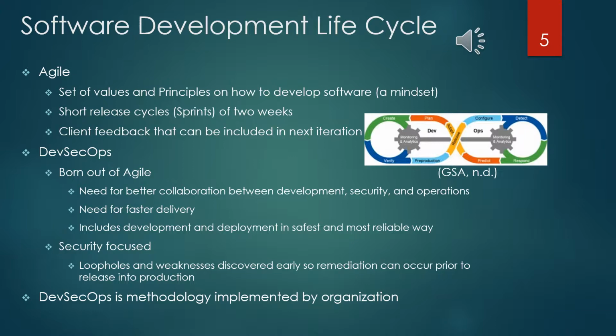DevSecOps was a development method that was born out of Agile. This development method allows for better collaboration between the development, security, and operations teams to ensure that at every phase of development, security of the software is considered. It allows for fast deliveries and allows for secure, safe, and reliable deployments. While being security focused, it allows loopholes and weaknesses to be identified before the software is released to production, providing better quality control.